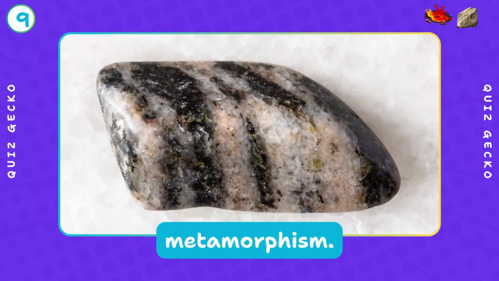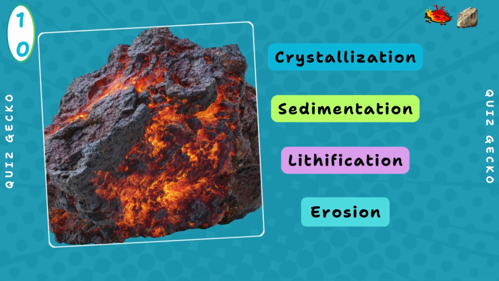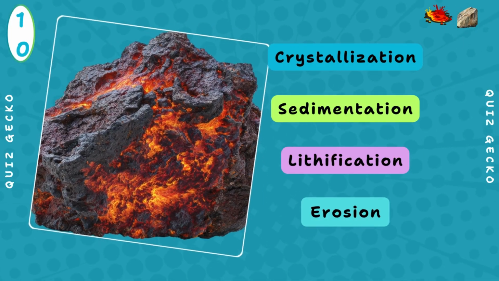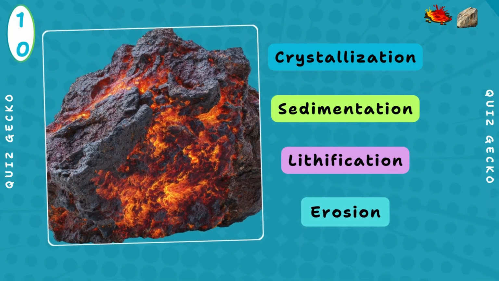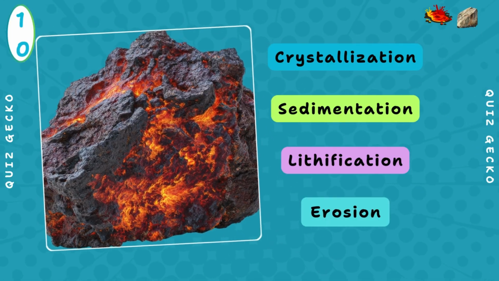The answer is metamorphism. What is the term for the process by which igneous rocks form from the cooling of molten rock? Crystallization, sedimentation, lithification, erosion.